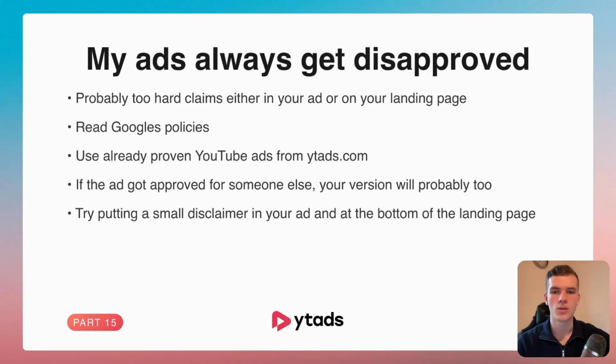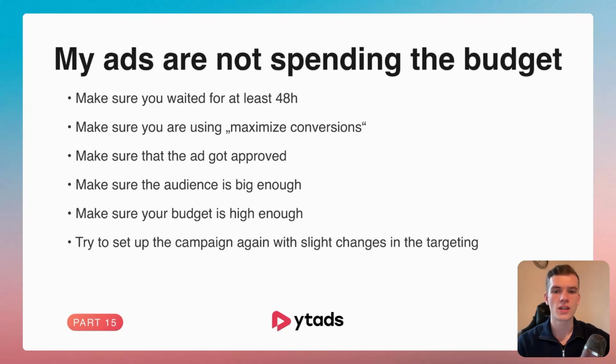And this might help. My ads are not spending the budget. Make sure you've waited for at least 48 hours. So wait 48 hours, and then if the problem is still there, make sure you're using the bidding type maximize conversions in your campaign, and also make sure that your ad even got approved. If it got disapproved, of course, it's not spending the budget. And make sure the audience is big enough. If your audience is super small, Google can't possibly spend your budget.